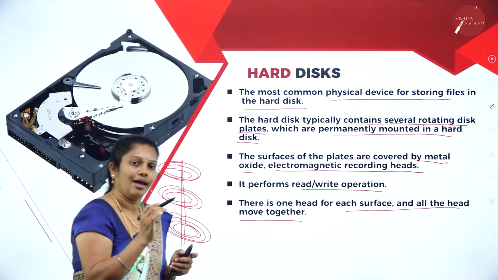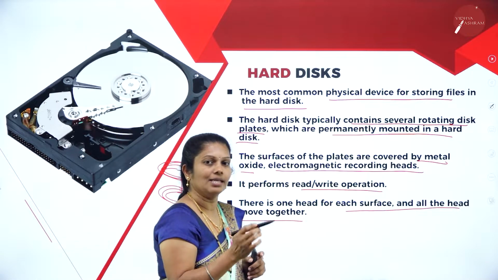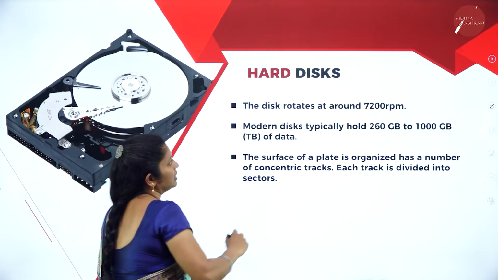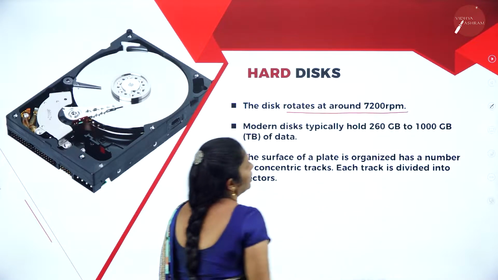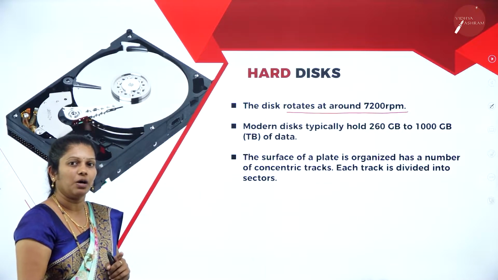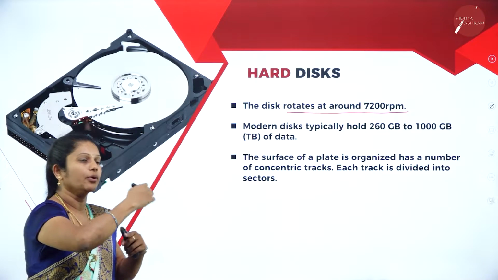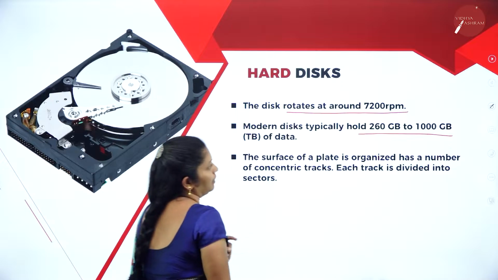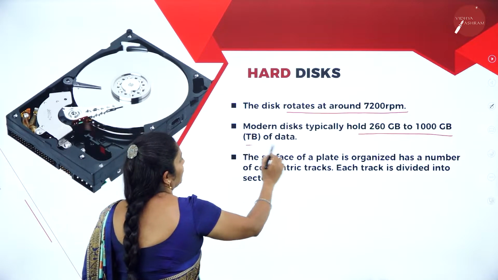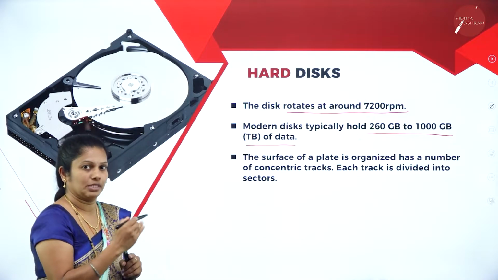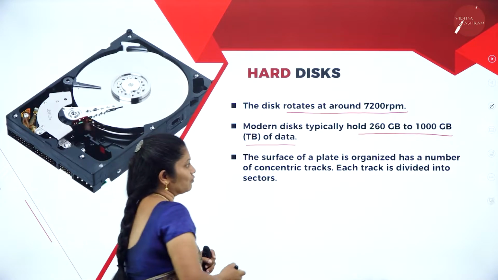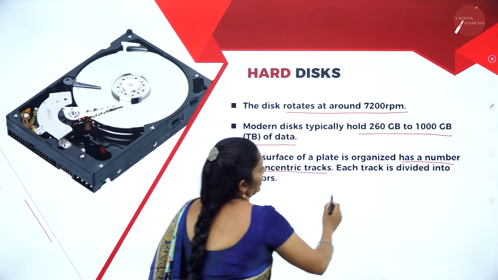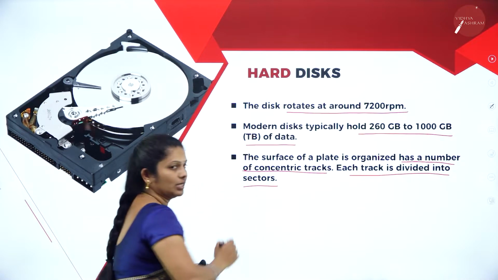That read-write head helps to read the data as well as write the data on the sectors. The hard disk rotates at around 7,200 rotations per minute. The modern disk typically holds 260 GB to 1000 TB of data, approximately. The surface of the plate is organized as a number of concentric tracks. Each track is divided into a number of sectors.